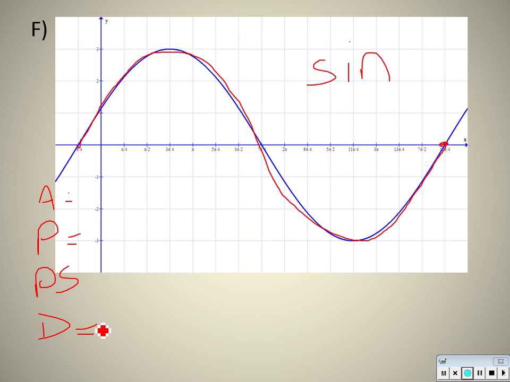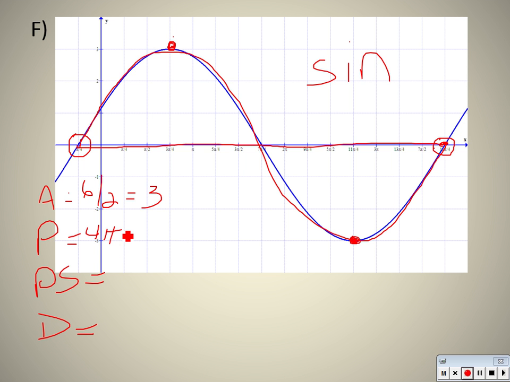So the amplitude here, if you notice, the graph goes up to +3, it goes down to -3, and the distance from -3 to 3 is 6. Half of that would be 3. So I got that there. The period for this graph goes from -pi/4 all the way to 15 pi/4. That distance from here to here is 4 pi.